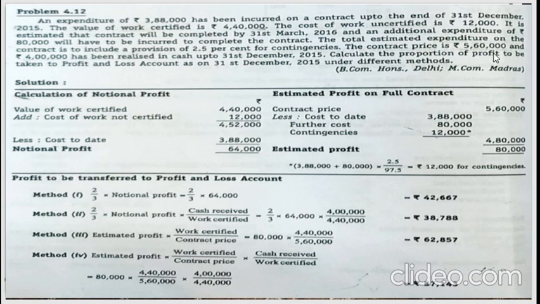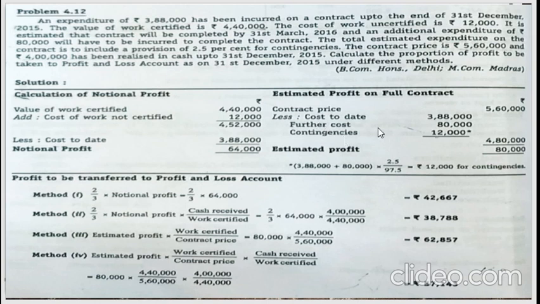As they have given the contract price of 5,60,000, we can calculate our notional estimated profit. And rupees 4 lakh has been received as cash. This will be useful in the formula. So the estimated profit on the full contract: the price is 5,60,000. With this we will subtract the cost up to date, which is 3,88,000, plus 80,000 which has been estimated, along with this 2.5% of contingency where a provision is made on the contract.